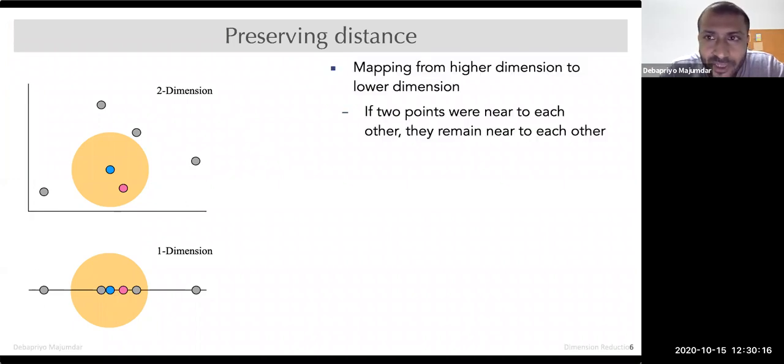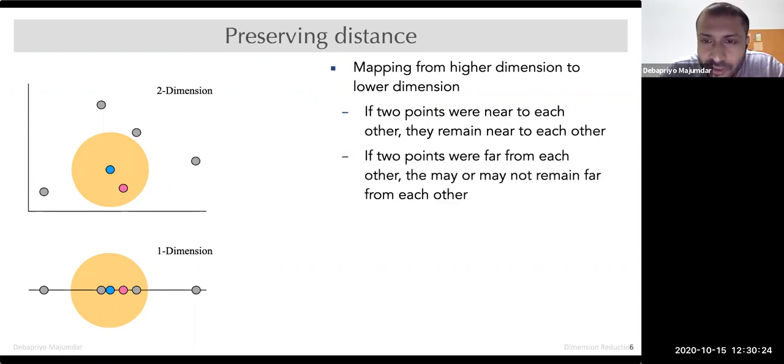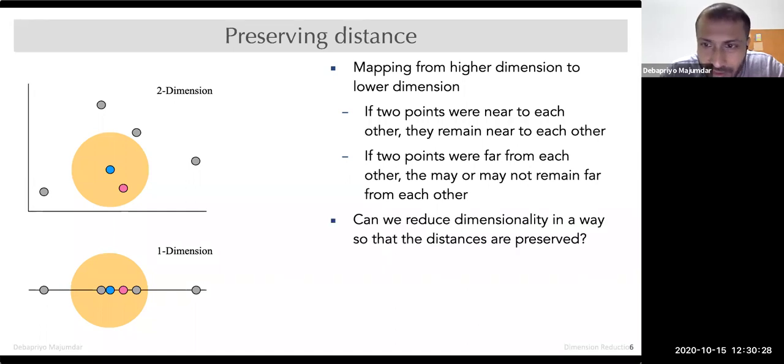So mapping from higher dimension to lower dimension, of course, if 2 points are already close to each other, they will remain close. But if 2 points are far apart, then they may or may not remain far apart from each other. The question is, can we reduce dimensionality in a way so that the distances are preserved? The Johnson-Lindenstrauss lemma, 1984, essentially says that yes, we can.